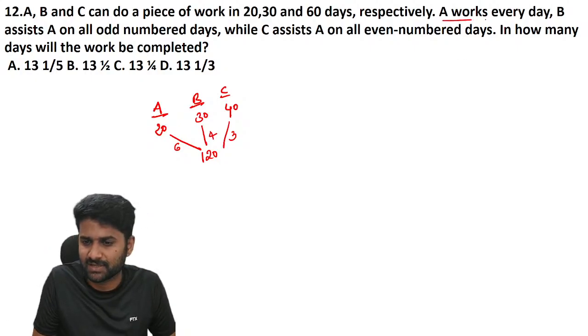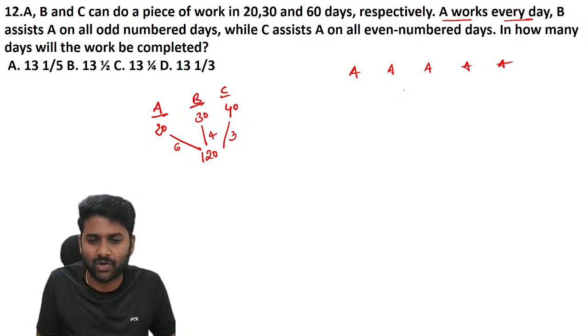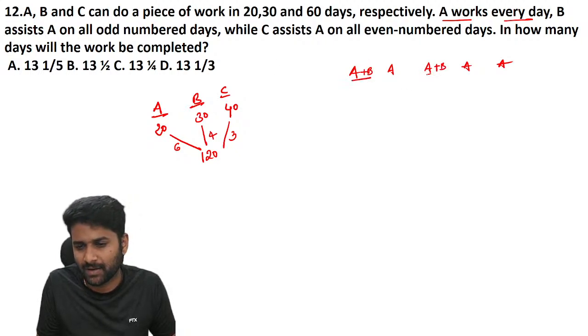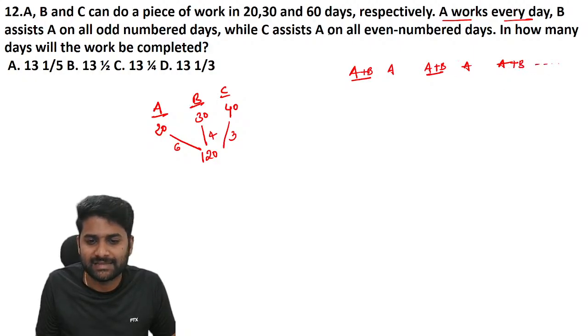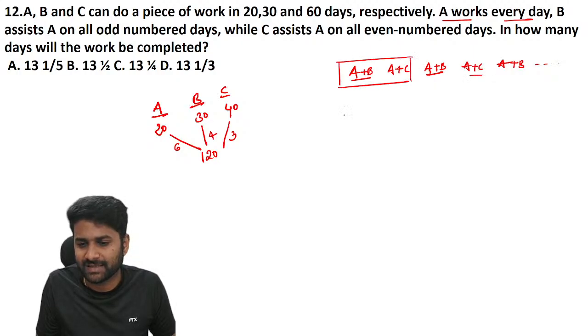So understand this data. A works every day. Every day you can see A. He works every day. B assists on odd days, means A plus B on day 1, day 3, day 5, and so on. And C assists on even days, day 2, day 4, day 6. Again, understand this cycle.